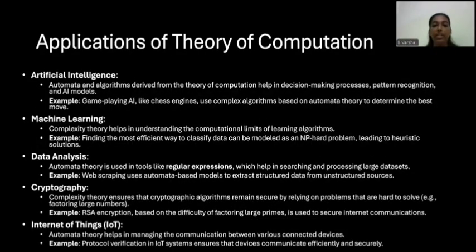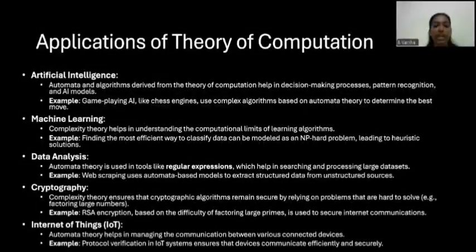Applications of theory of computation. First is artificial intelligence. Automata and algorithms derived from the theory of computation help in decision-making processes, pattern recognition, and AI models. For example, game-playing AI like chess engines use complex algorithms based on automata theory to determine the best move. Second is machine learning.